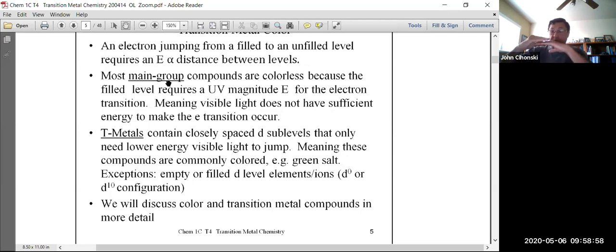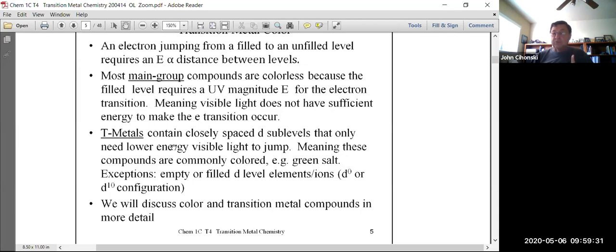Small gaps require small energy, big gaps require big amounts of energy, and it turns out the energy that's required for the main group elements is usually in the UV range, and we can't see UV. So as a result, these compounds appear colorless. If we could see UV, would they look colored? Yeah, depending on what sensing organ we had or mechanism.